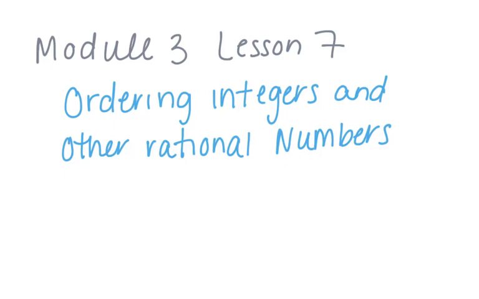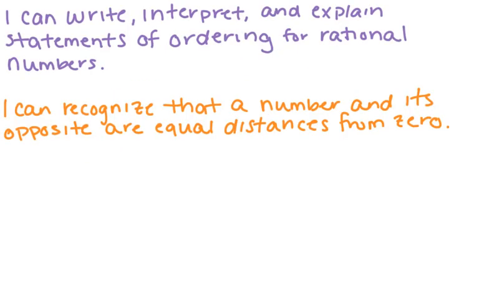Today we are going to be working on Module 3, Lesson 7, Ordering Integers and Other Rational Numbers. Our learning targets are: I can write, interpret, and explain statements of ordering for rational numbers, and I can recognize that a number and its opposite are equal distances from 0.